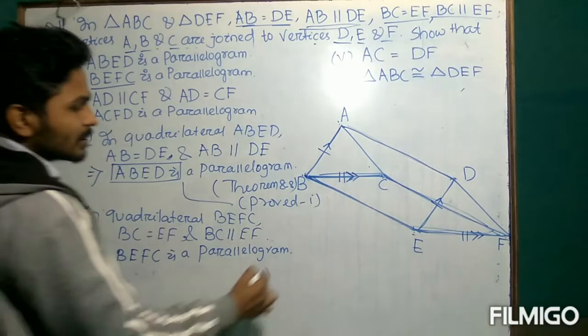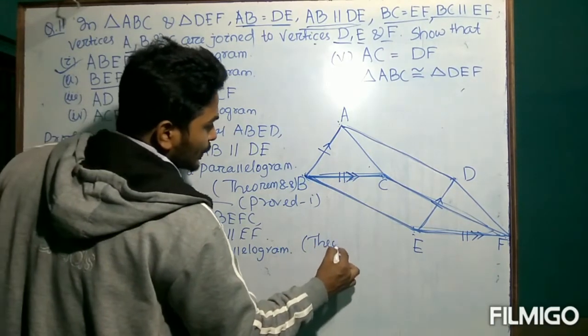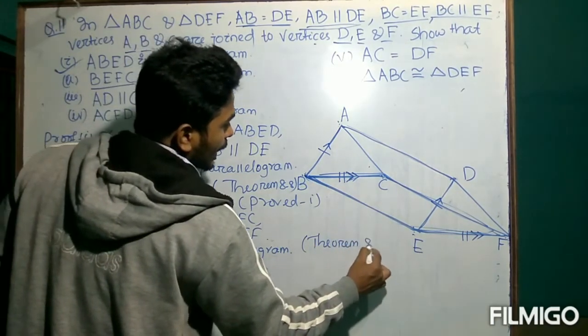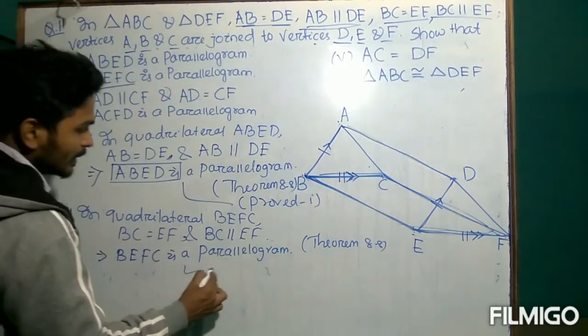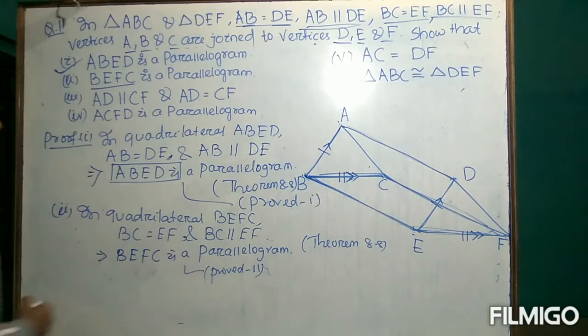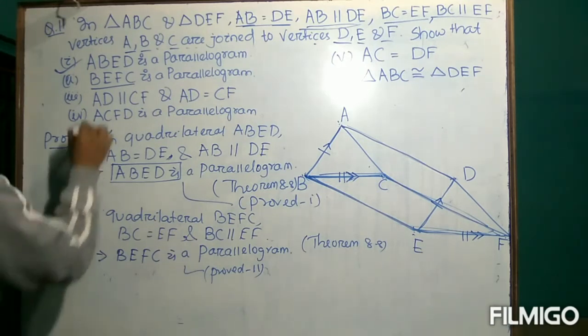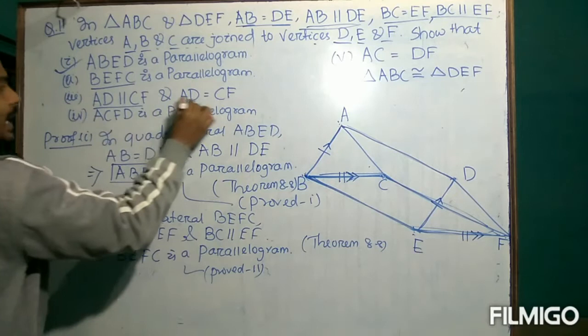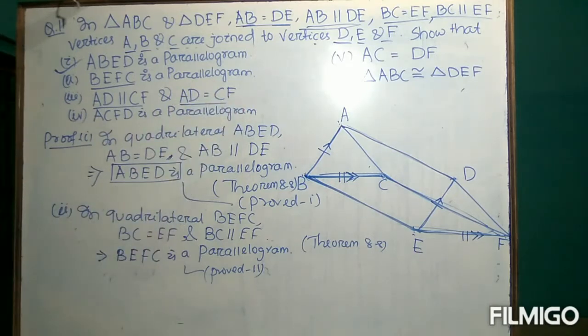Okay, is it clear now? This is due to theorem 8.8, and now the second statement is proved. Clear? So take a screenshot of this. Next we will move to the third statement, that AD is parallel to CF and AD is equal to CF. We will prove it, right? So first take a screenshot. Okay, now I will erase.